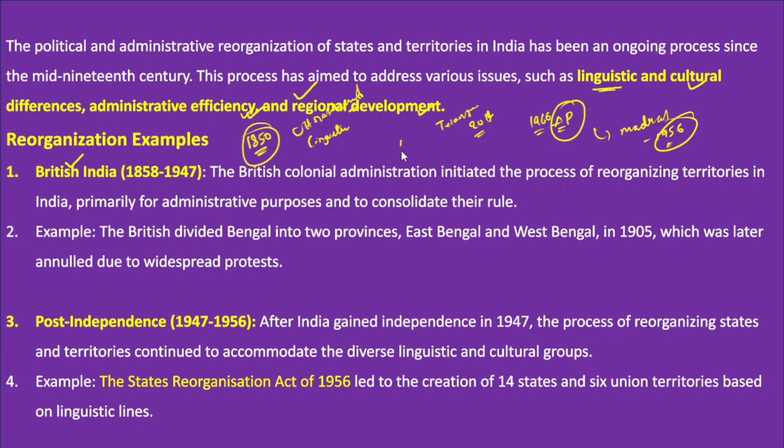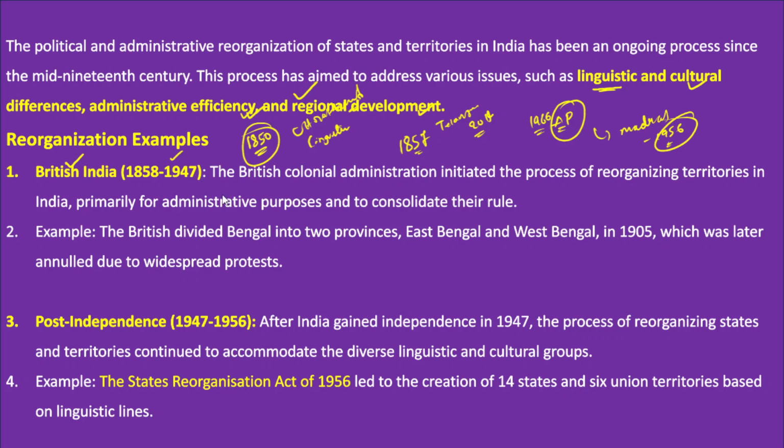After the revolt of 1857, the nature of the British administration changed. If you look at the 1858 to 1947 British rule, the colonial administration also initiated the process of reorganizing territories. One best example was the separation of Bengal into East Bengal and West Bengal, in order to curb the rise of the national movement, the nationalistic sentiment primarily originating from the Bengal province.